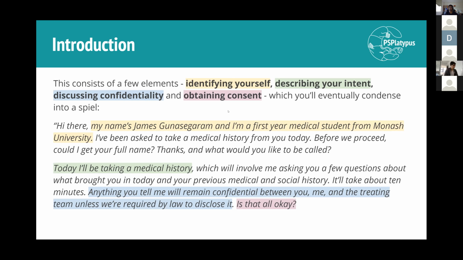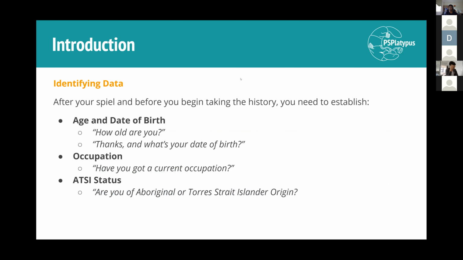Because some people don't want to be called by their full name. And so we want to be respectful there. Okie dokie, ID data. This is admin stuff.